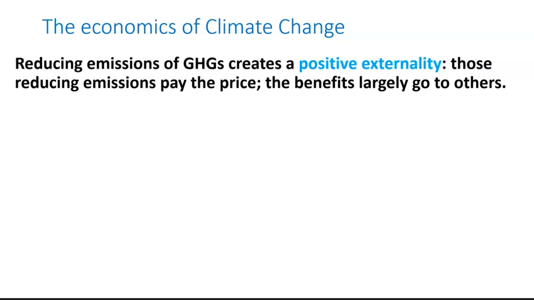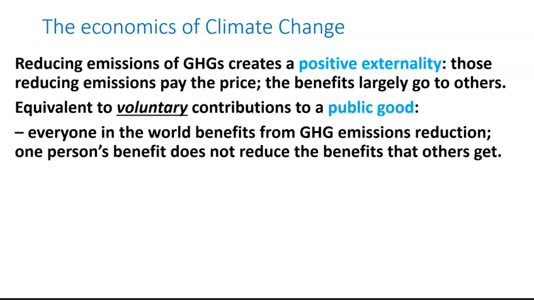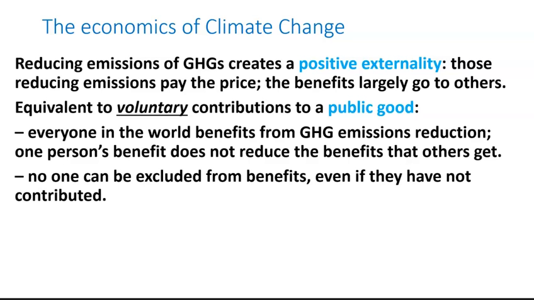This situation fits into the idea that we saw earlier of a public good. And why is it like a public good? Well, let's just remember the characteristics of a public good. If we reduce our greenhouse gas emissions, then everybody in the world benefits from that to some extent. And as with a public good, one person's benefit doesn't reduce the amount that others get to consume or get a benefit from either. And nobody can be excluded from those benefits, even if they haven't contributed.